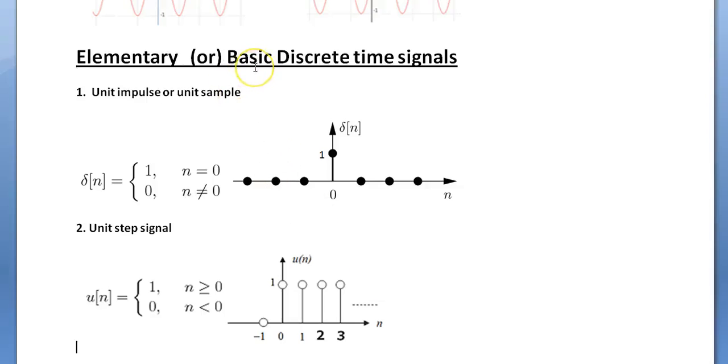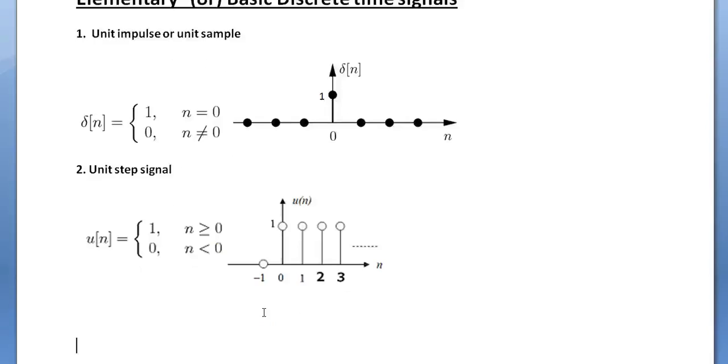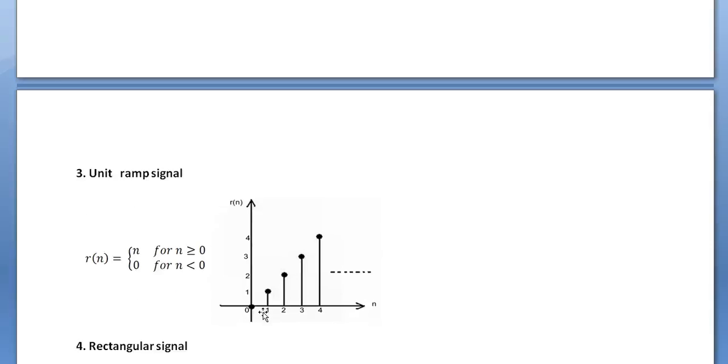Next we'll discuss about discrete time signals. So this is a unit impulse. Its value is 1 when n is 0 and 0 when n not equal to 0. Only one sample will be there at n equal to 0. The next one is a step signal. Its value is 1 when n is positive, 0 when n is negative. Next one is ramp signal. Its value is n when n is positive. So it is like this.